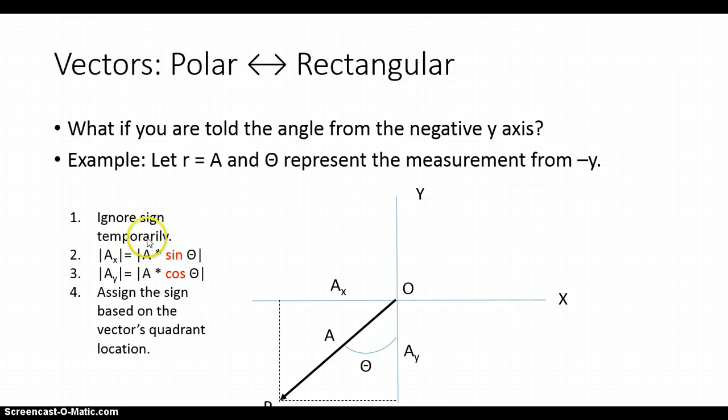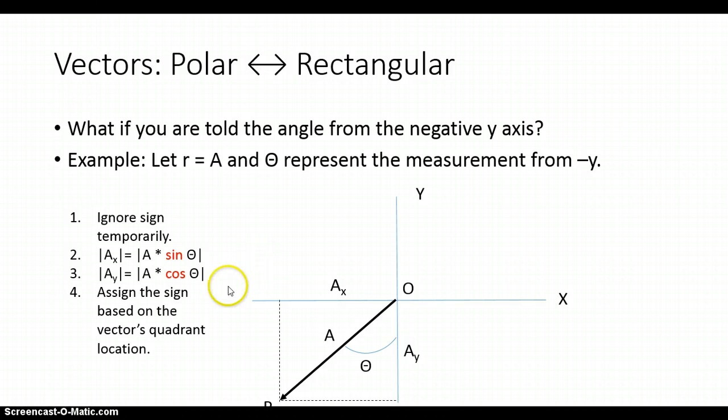Well, again, just temporarily ignore any signs. And this time, if you're looking for the x component, you're going to take a times sine of theta. Notice this is different. That's why I highlighted this in red, in order to find the x component. And for the y component, you're going to take a times cosine of theta. And once you've done that, only then will you assign the negative values based off of whatever quadrant it's in. Okay, so let's go back here.